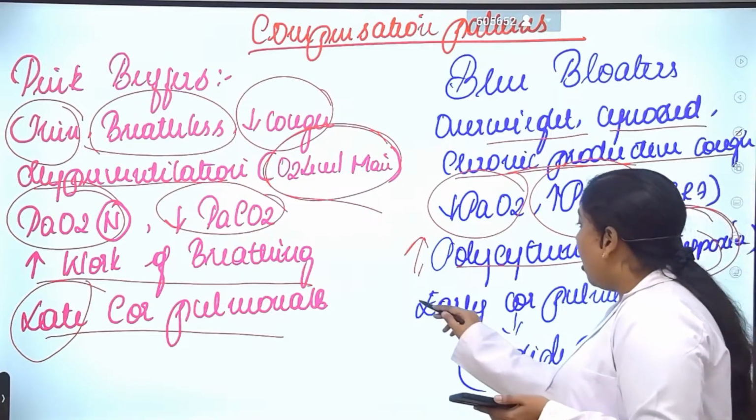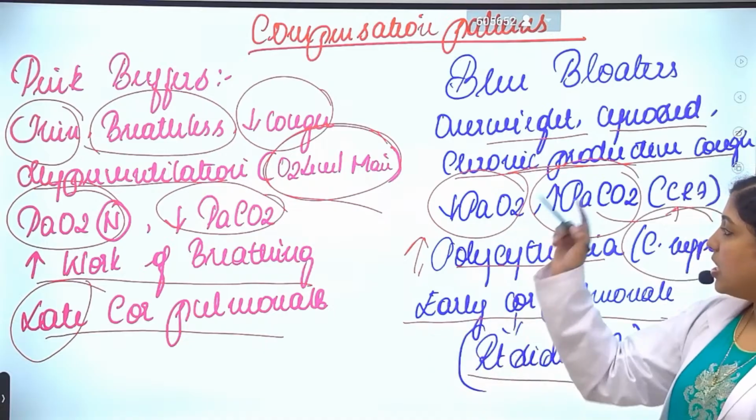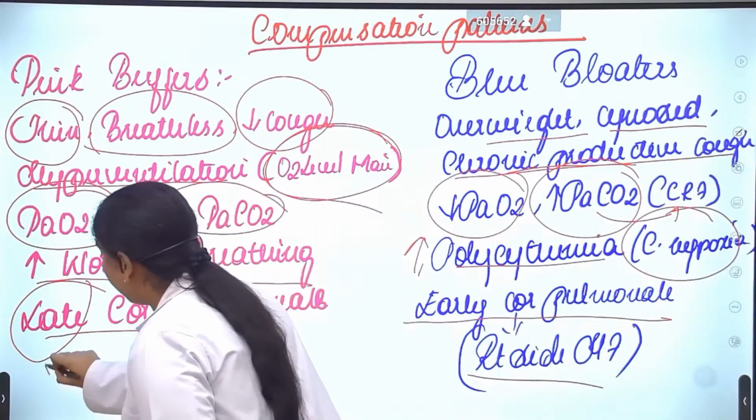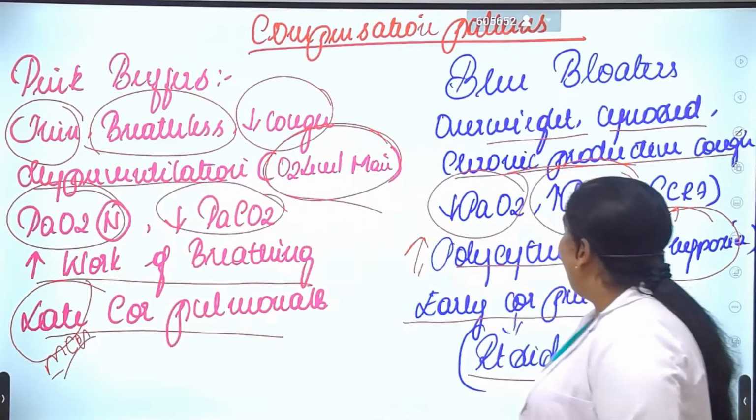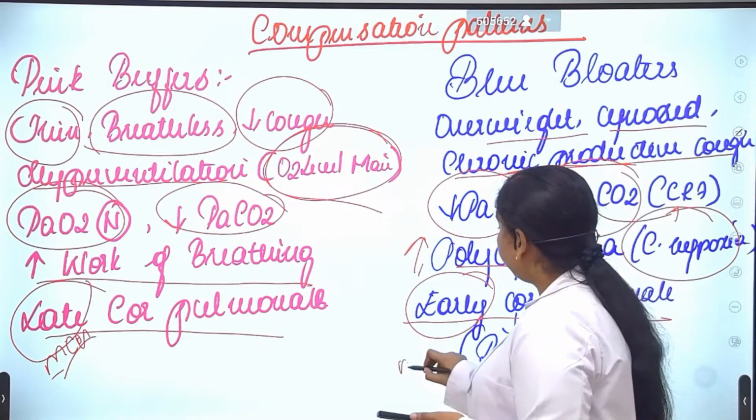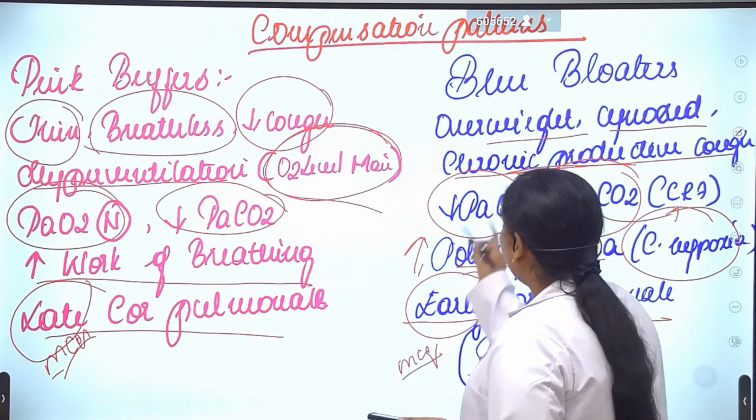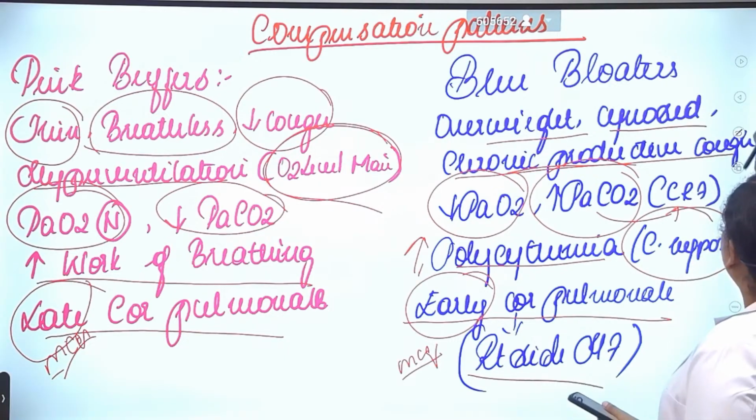Next, early cor pulmonale. When there is an MCQ and late cor pulmonale is happening, your answer will be emphysema. When early cor pulmonale is happening, your answer will be chronic bronchitis. So this is all about this.